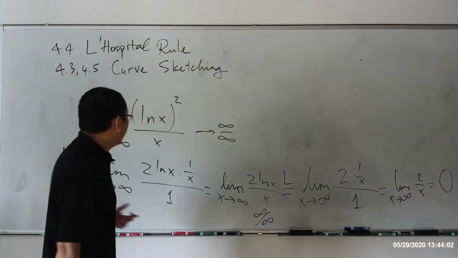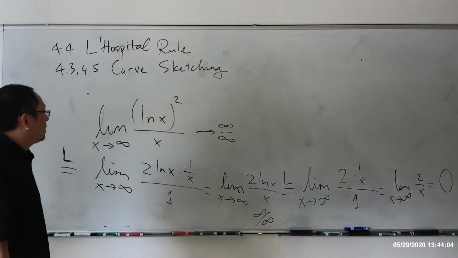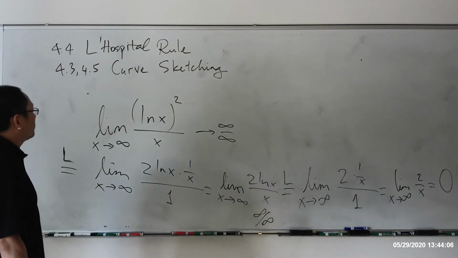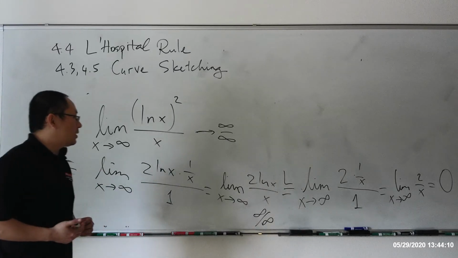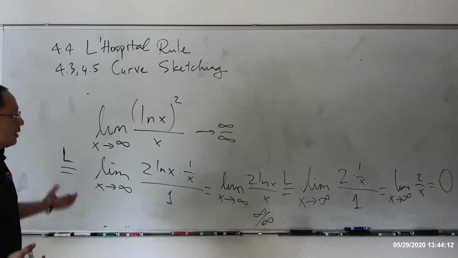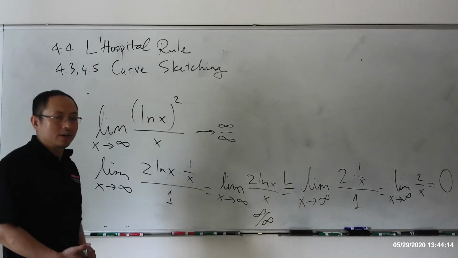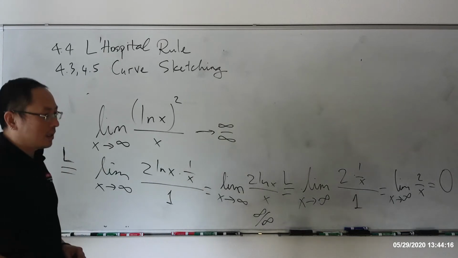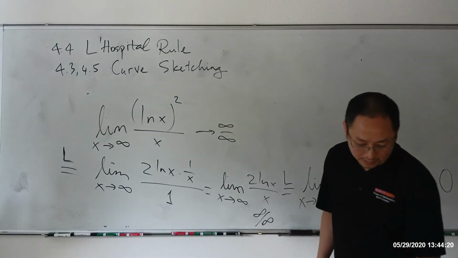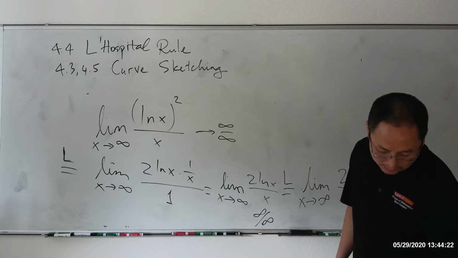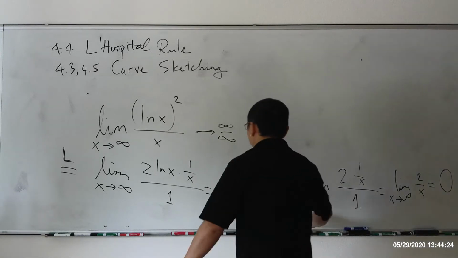Okay? So in this example, I'm actually using the L'Hopital rule twice. And we have no limitation of how many times we're going to use L'Hopital rule. If it matches the categories, infinity over infinity or 0 over 0, you are okay to use L'Hopital rule. Okay, so let me look for another type of problem. This is a tricky one.